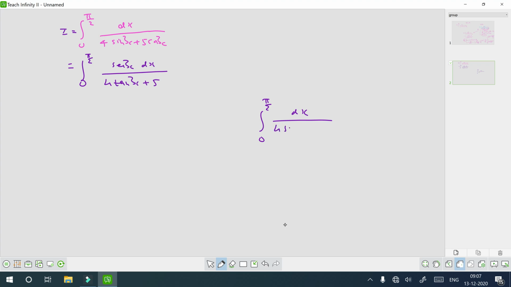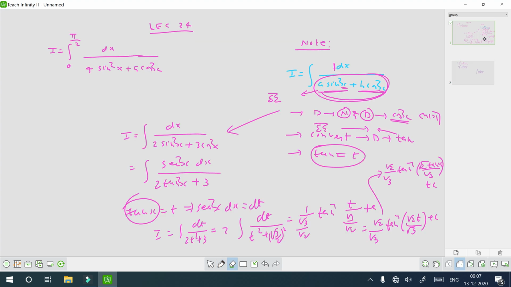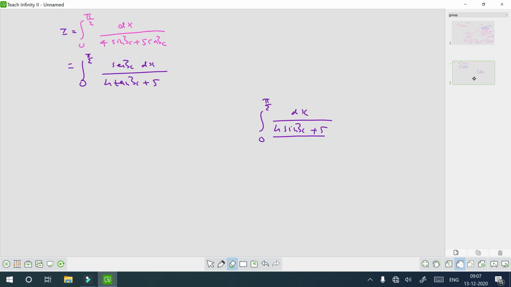dx over 4 sin square x plus 5 only. Clear? Here only sin square x is given, not a combination. Because in this formula, they can take any value of a and b. a and b both belong to R. They can take either one of them as 0 also. No problem. So here also we have to divide by cos square x. So it comes out sec square x dx over 4 plus 5 sec square x.